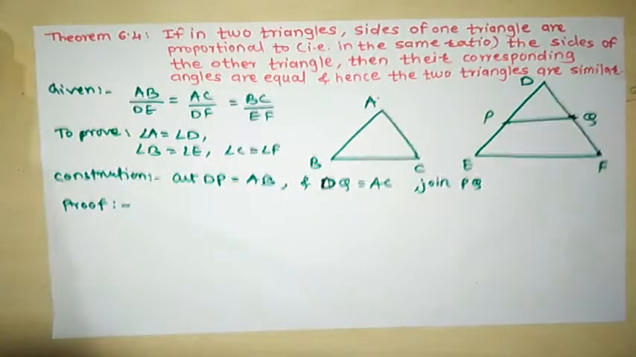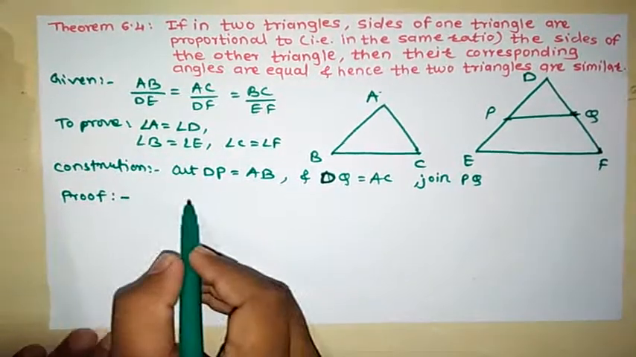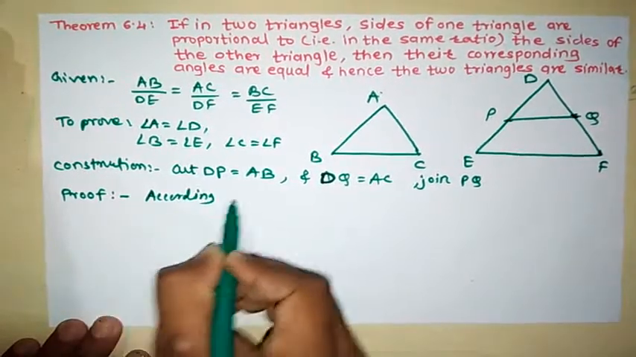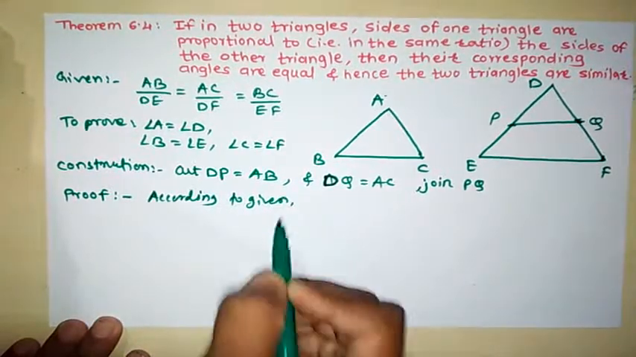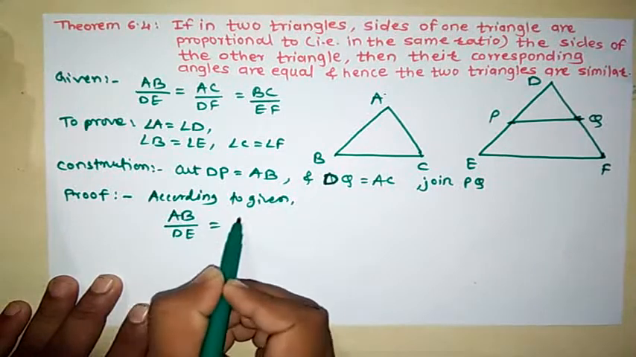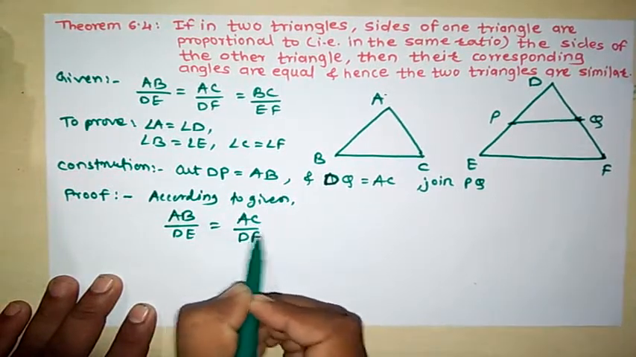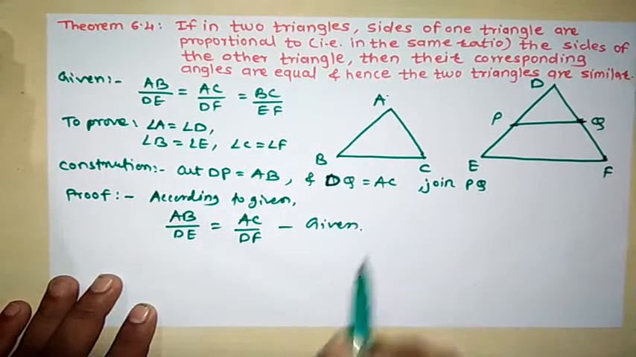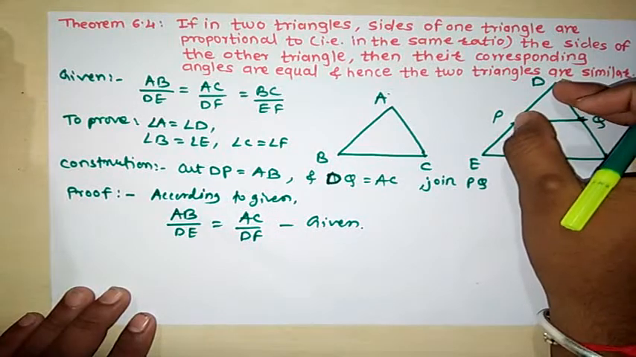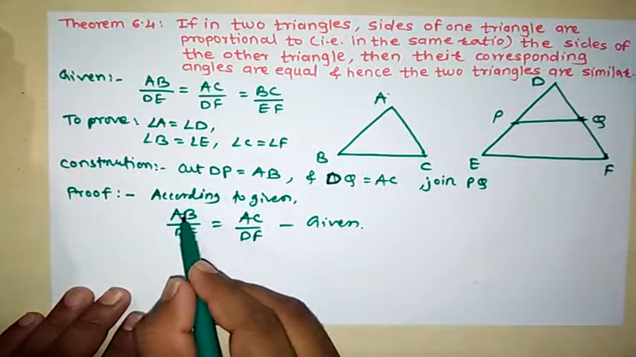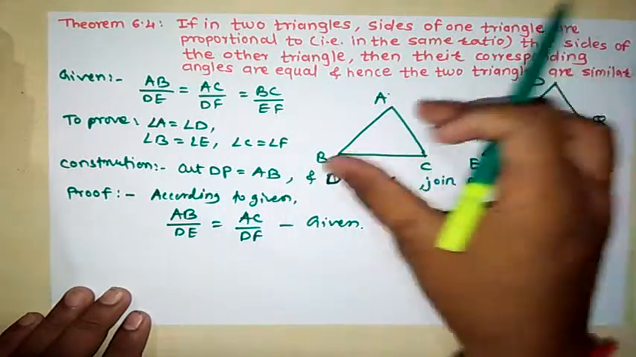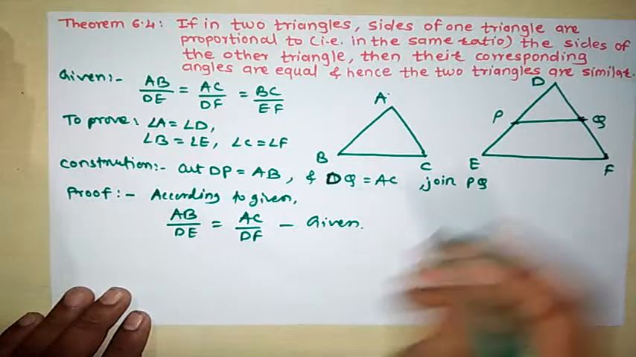Now we will use the given data, that is AB by DE is equal to AC by DF, according to the given. This is a given data. Now see here, can we write AB is equal to DP? Yes, instead of this AB, we can write DP because according to construction, DP is equal to AB. DP को AB के बराबर कट किया था हमने. Therefore, instead of AB, we have to write DP.